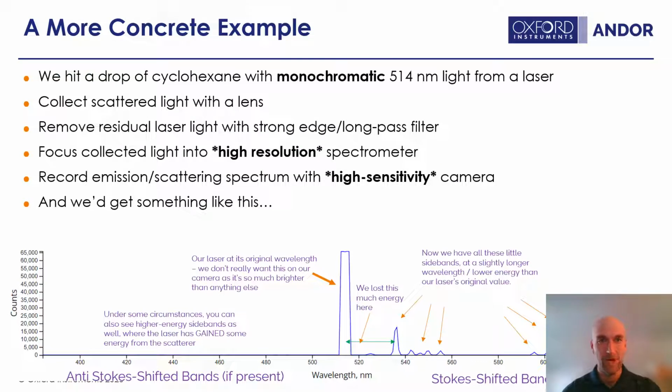So a more concrete example. Say we hit a drop of cyclohexane with monochromatic, again, 514 nanometer light from a laser. We collect the scattered light with a lens. We remove the residual laser light with a strong edge or long pass filter, and we focus the collected light onto a high resolution spectrometer. So finally, we record the emission or scattering spectrum, whatever you want to call it. I think scattering is probably more technically correct. We record it with a high sensitivity camera, because you need one for such a weak process.